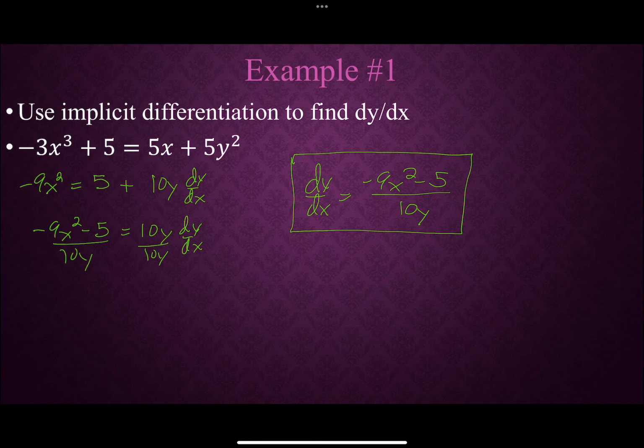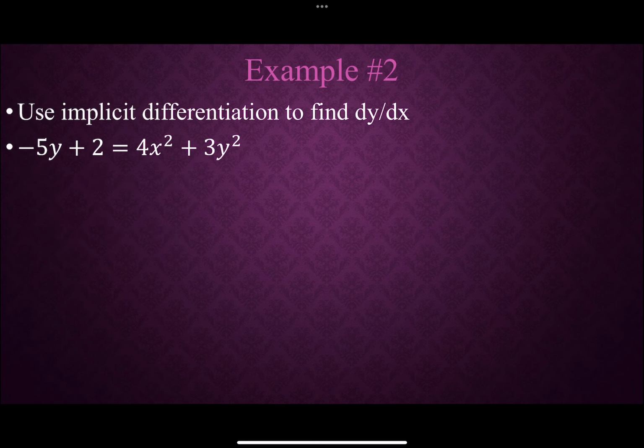So it doesn't have to be just a single y term. We could have multiple y terms. Each time we take a derivative of y, though, even if the y disappears, like here the negative 5y is just negative 5, we still have to have that dy dx term. So again, 2 disappears, 4x squared becomes 8x, 3y squared becomes 6y, and then it's dy dx.